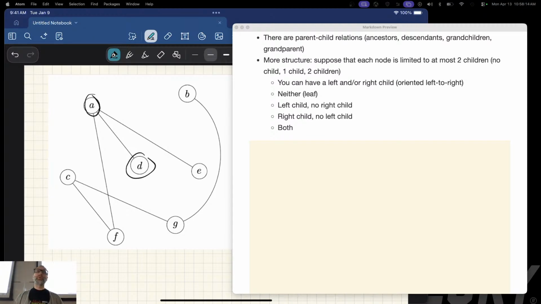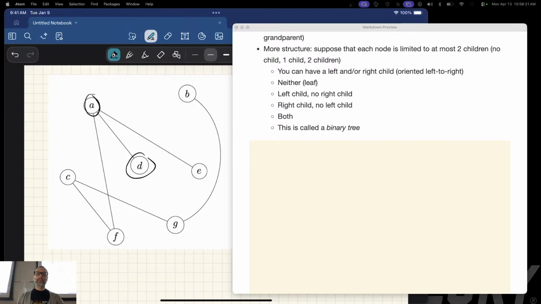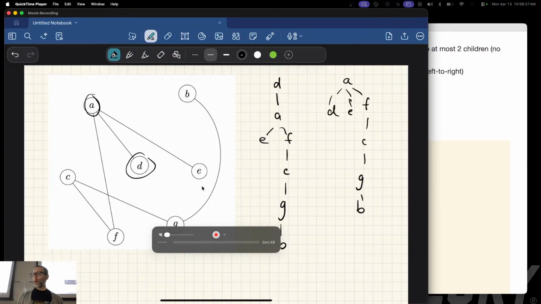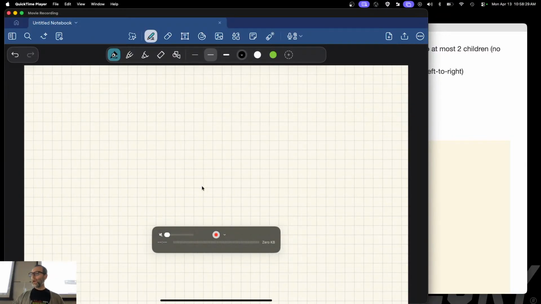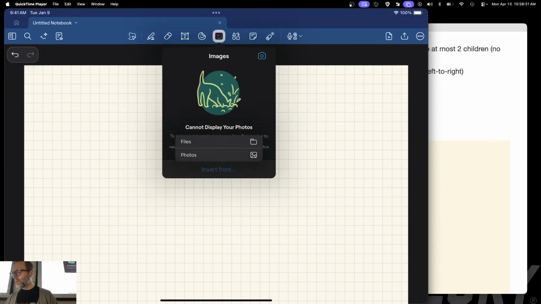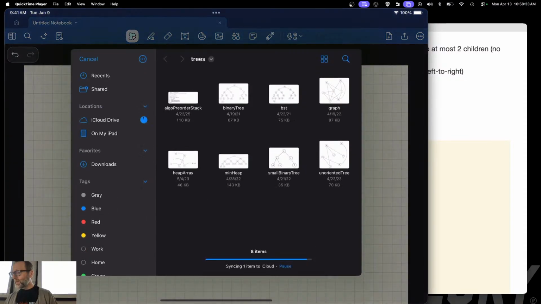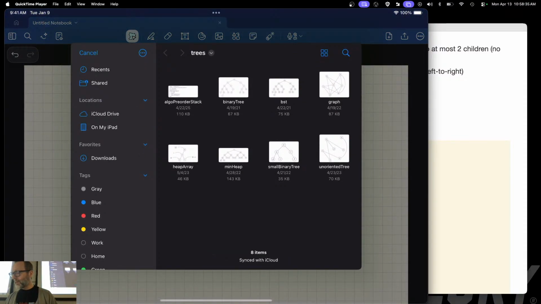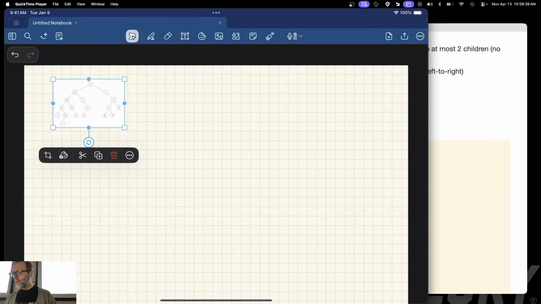Or you could have both children, okay? And this, finally, is called a binary tree. And that's what we're going to work with, binary trees, binary search trees eventually. So let's go ahead and get rid of this tree, and let's look at an actual binary tree, oriented top to bottom, left to right. There we go. There it is.